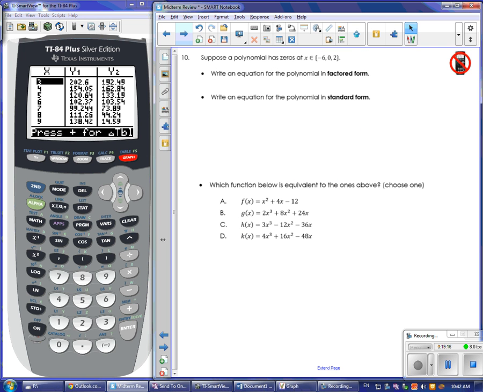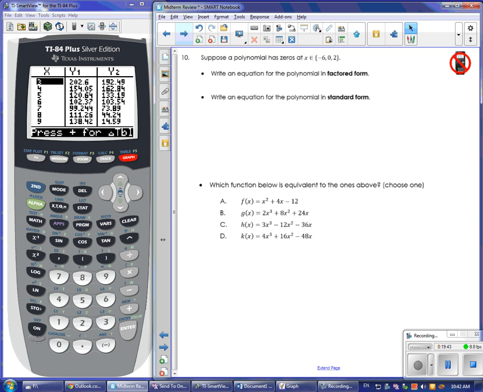Okay, the next problem we're going to look at is problem number 10, and again, this is a non-calculator question. In number 10, it says, suppose a polynomial has zeros, and this is set notation. So it basically says that x is within the set -6, 0, and 2. And what do we mean by zeros? We're talking about x-intercepts. So this means that our polynomial crosses the x-axis at -6, 0, and 2.